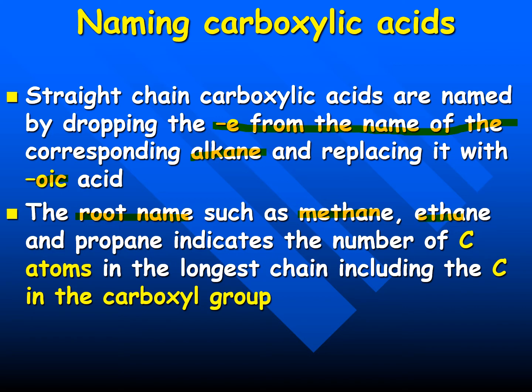Ethane and propane indicates the number of carbon atoms in the longest chain, including the carbon in the carboxyl group. And don't forget the carbon from carboxyl group, yeah? COOH. This is the functional group in carboxylic acid, and don't forget the carbon here.